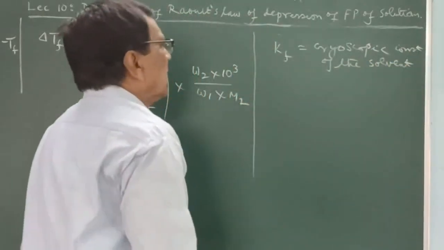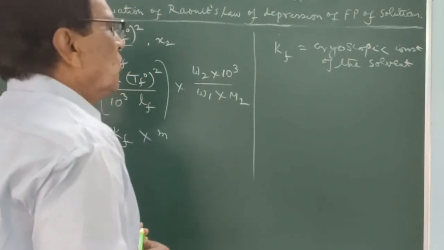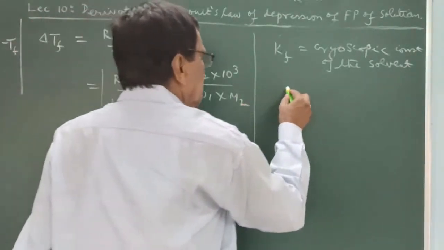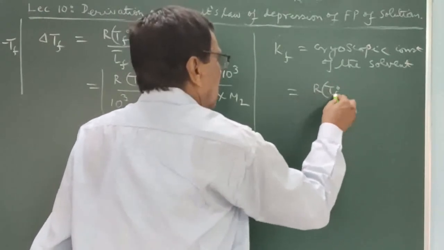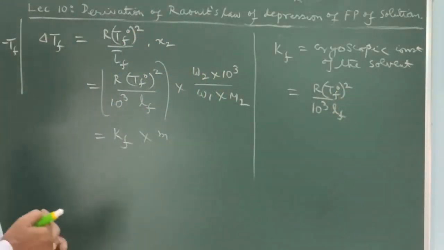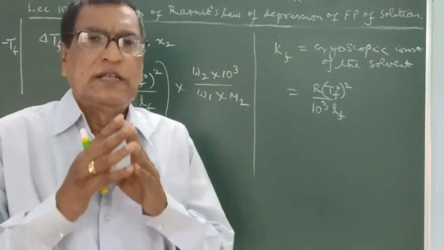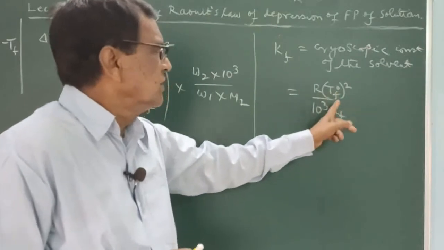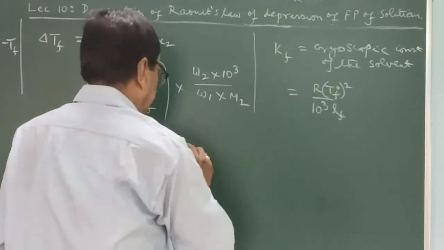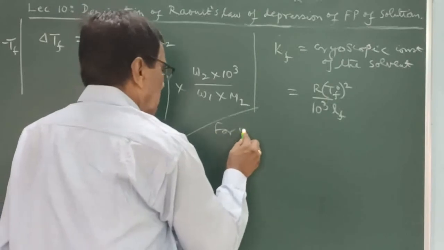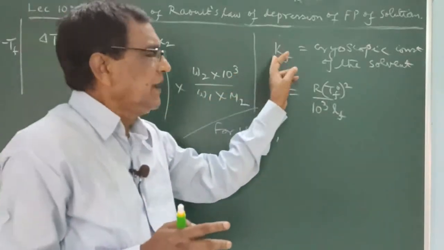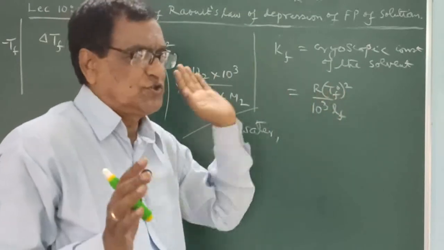It is also called the molar depression constant of the solvent, and this one is equal to R Tf naught whole square divided by 10 to the power 3 and Lf. If we would like to calculate this cryoscopic constant for a solvent, then these two properties of the solvent are needed. Different solvents have different values of Kf, the cryoscopic constant, depending on these two values.